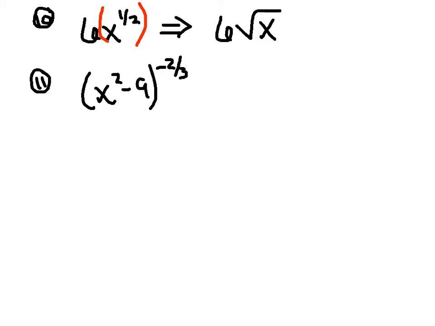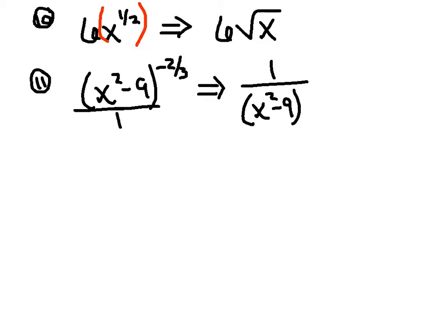Again, the first thing that we want to address is the negative exponent. So all I'm going to do is take the quantity x squared minus 9, and technically right now it's in the numerator. I'm going to move the quantity x squared minus 9 and put it in the denominator. Once I make that move, my exponent changes signs, and now it is a positive 2/3.